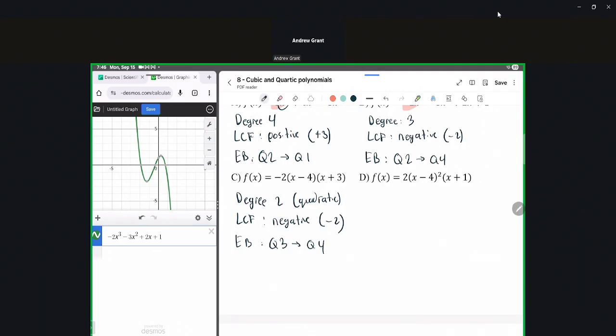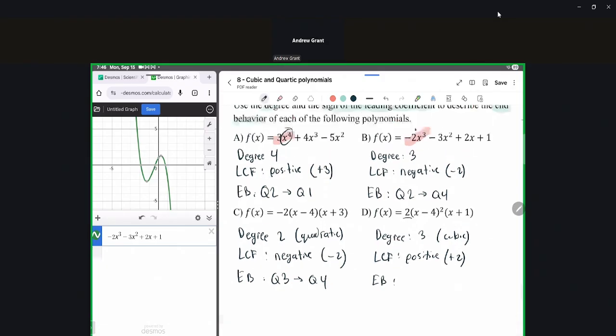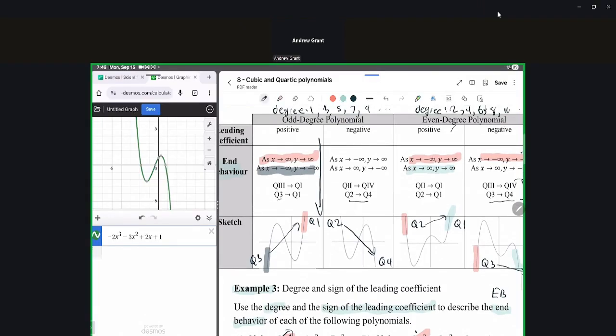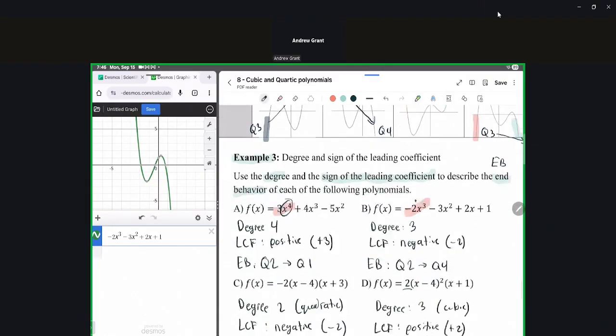Lastly, but not leastly, we have f of x is equal to 2 multiplied by the quantity x minus 4 to the power of 2 times x plus 1. So we know that this is a degree 3, meaning that this is a cubic. Okay. The leading coefficient is positive, and specifically, we can see that it's +2. And the end behavior, okay, so this is a degree 3 positive, so we can see that it goes from quadrant 3 to quadrant 1.